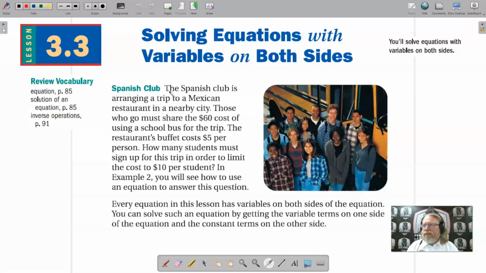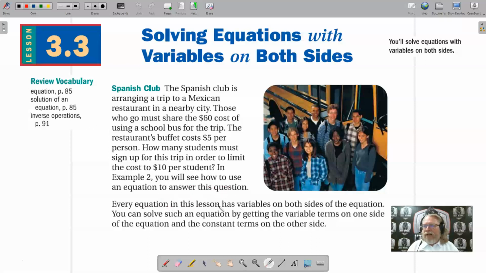So, Spanish Club. The Spanish Club is arranging a trip to a Mexican restaurant in a nearby city. Those who go must share the $60 cost of using a school bus for the trip. The restaurant buffet costs $5 per person. How many students must sign up for this trip in order to limit the cost to $10 per student? In example 2, you will see how to use an equation to answer this question.